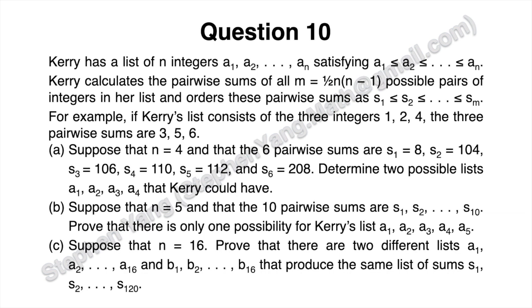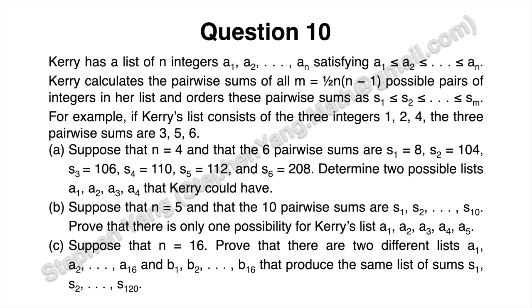Question A is: suppose that n equals 4 and that the 6 pairwise sums are s1 equals 8, s2 equals 104, s3 equals 106, s4 equals 110, s5 equals 112, and s6 equals 208. Determine the two possible lists of a1, a2, a3, and a4 that Carrie could have.